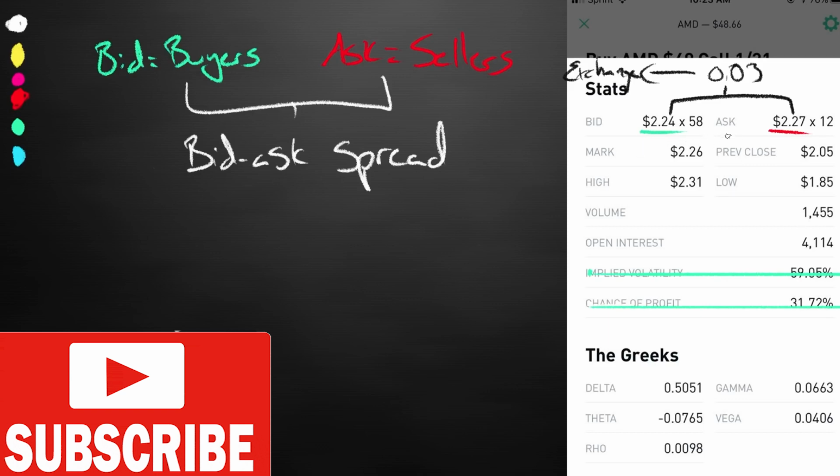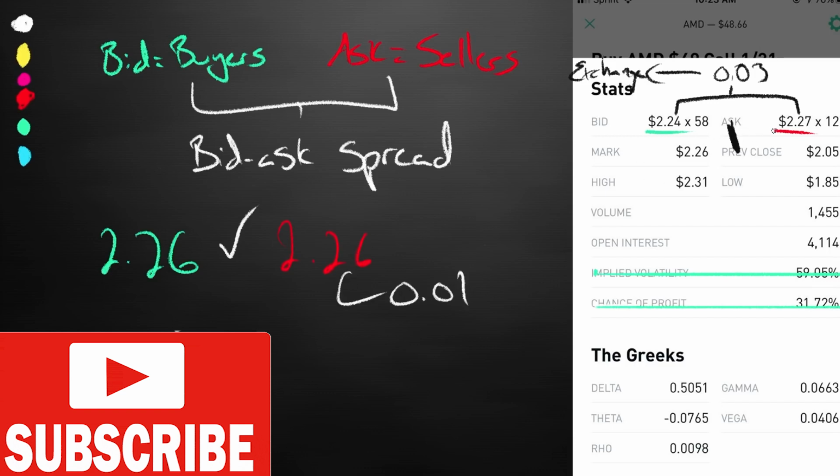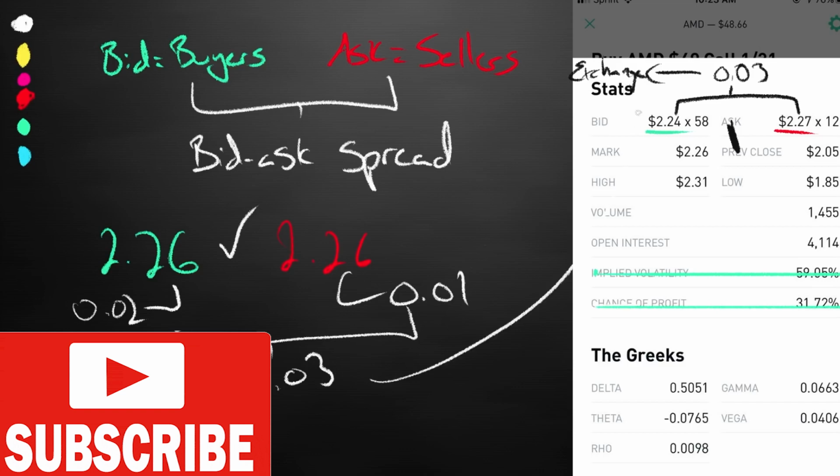But these two, this happy little couple here, can meet somewhere in the middle. So for example, maybe the buyer puts in an order for $2.26. Well, the seller might be willing to move from $2.27 down to $2.26. And then all of a sudden you have this match where someone's buying at a price and someone's willing to meet them at that price. And the seller is giving up 1 cent. This person is selling at a cheaper price. And the buyer here is giving up 2 cents, because the bid price is $2.24. So altogether, they give up 3 cents. And that 3 cents, like I said, goes to the exchange.